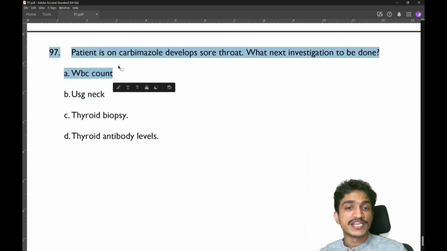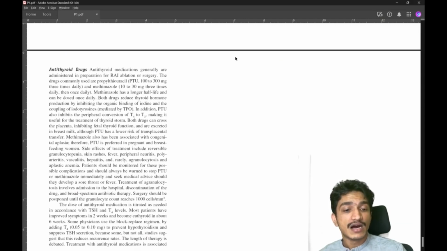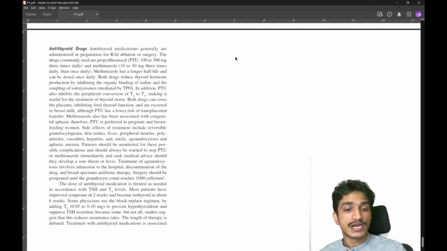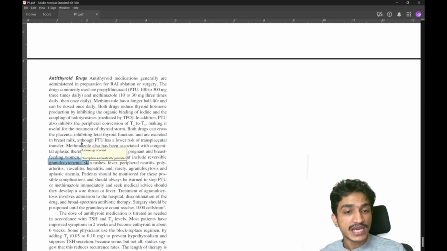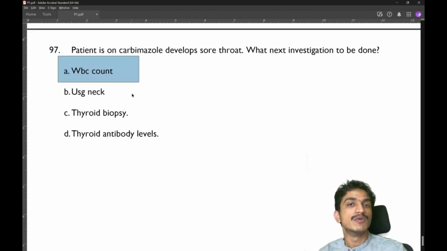So if the patient is taking carbimazole and develops sore throat, that means that the patient is either having agranulocytosis or the patient may be developing some kind of granulocytopenia. So in this case you should always go for a WBC count. So in this case the answer according to me should be WBC count.